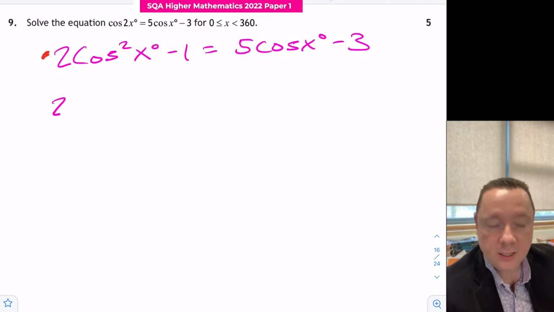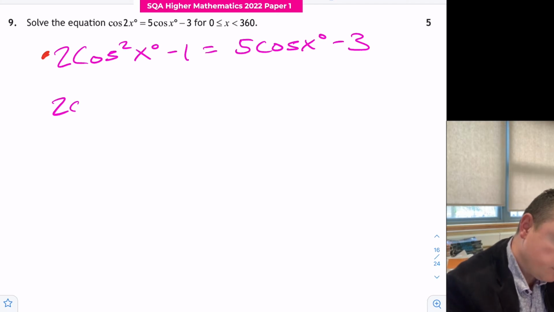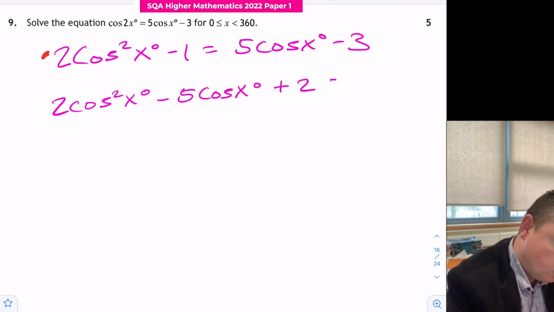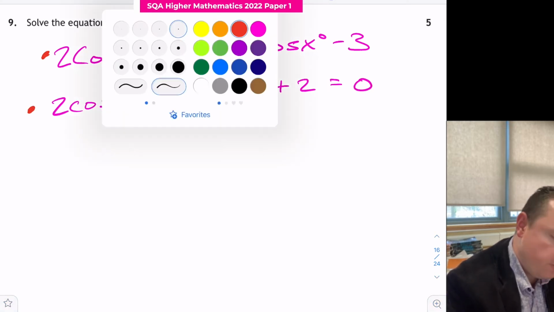And then we need to express it as a quadratic because it's got a squared in it. So we've got 2 cos squared x degrees − 5 cos x degrees − 1, then add another 3 is plus 2. And that equals 0. So if we can get that far, there's our second mark there.